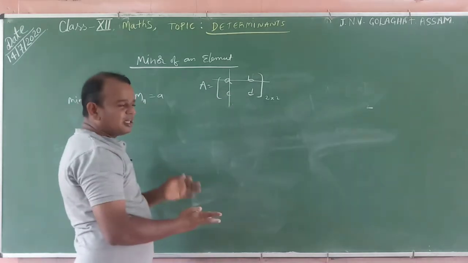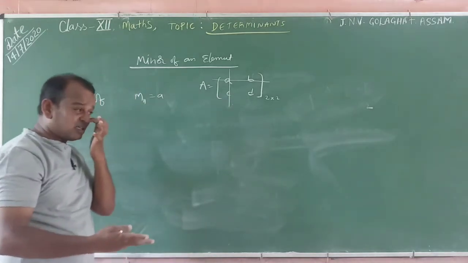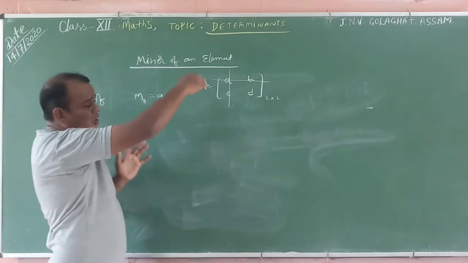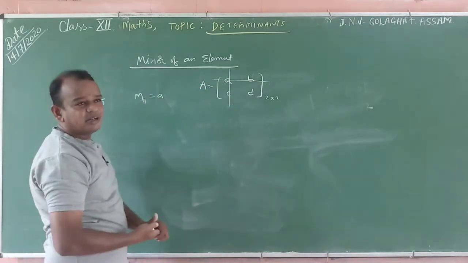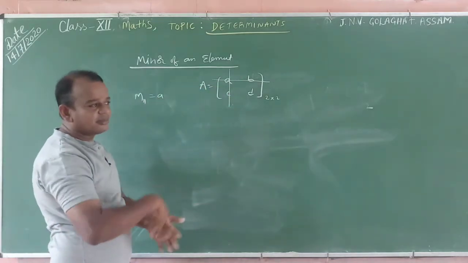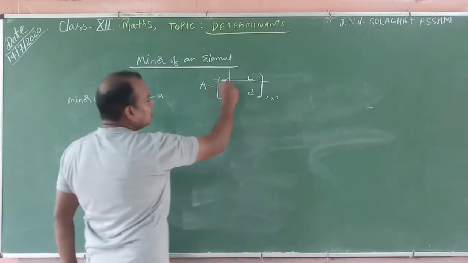For suppose a 3 by 3 matrix, we take the 3 by 3 matrix and remove the row and column. We will get a 2 by 2 matrix, and we take the determinant of that 2 by 2 matrix. First, we delete the row and column.